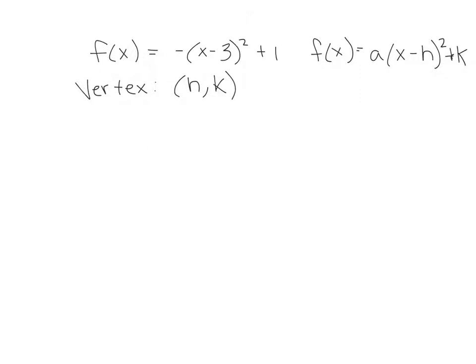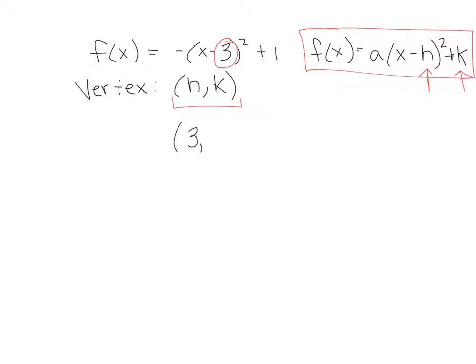The next thing we're going to do is identify the vertex. And the vertex is given by (h, k). So if we look at the standard form, which is a times x minus h squared plus k, all we have to do is identify the numbers that are in the h position and the k position to find our vertex. So the number in the h position is going to be the number within parentheses. So that corresponds to the number 3. That means that our h is 3.